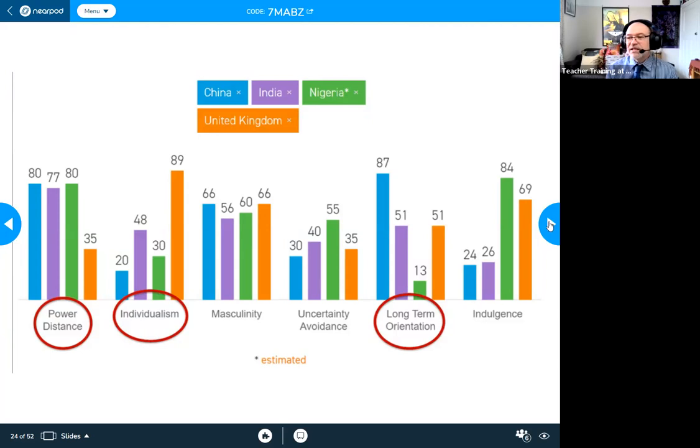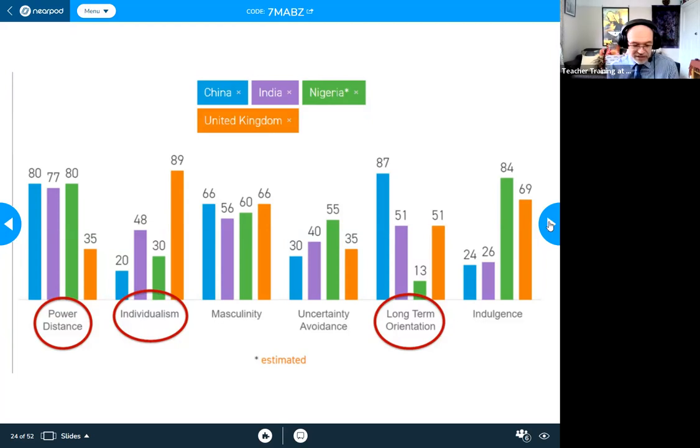Uncertainty avoidance is about how cultures view uncertainty, whether they welcome it and live with it and accept it as the norm, or whether they try and avoid it. There's not that much difference there. Another large difference, though, is long-termism, how a country and a culture views the long term and the short term. Although there's not a great deal of difference between us and India, there is between us and China and us and Nigeria. So those are the three that he focused on.